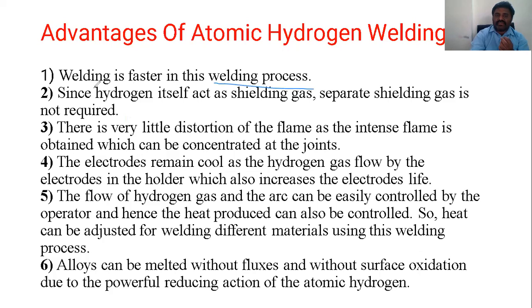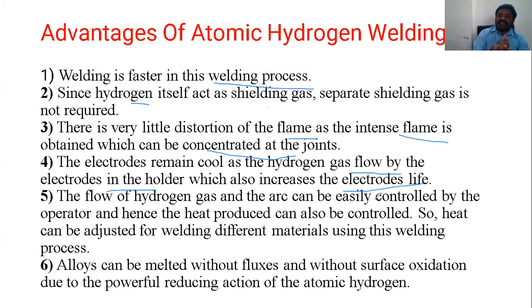We are using hydrogen as a shielding gas, which protects from contamination from the atmosphere, oxygen and nitrogen, or even carbon, with little distortion of the flame and an intense flame concentrated at the joint. The electrode remains cooler, and the hydrogen gas flow through the electrode holder also increases the electrode life. The flow of hydrogen gas and the arc are easily controlled by the operator. We know that.